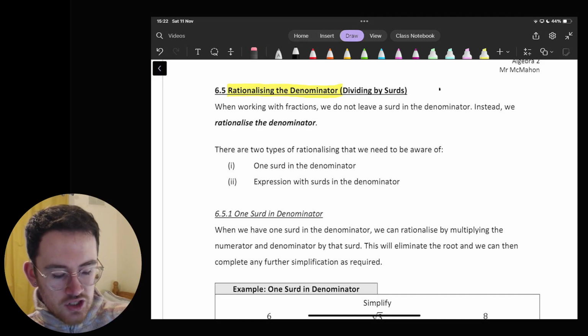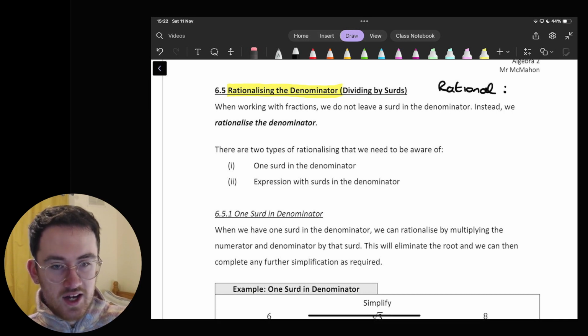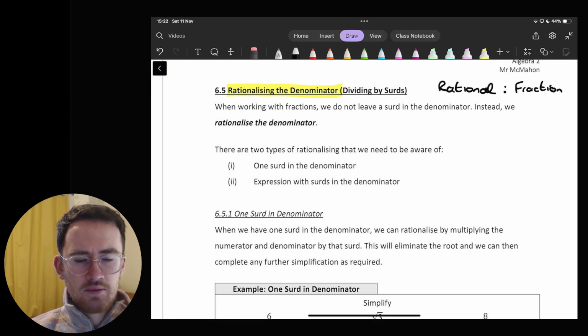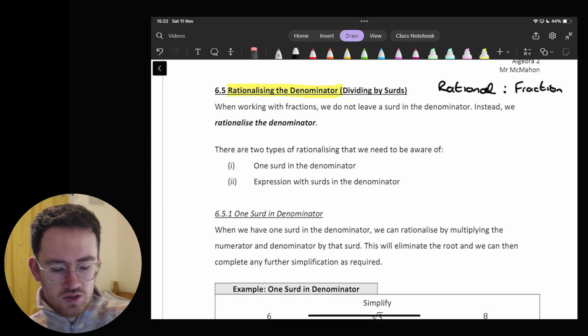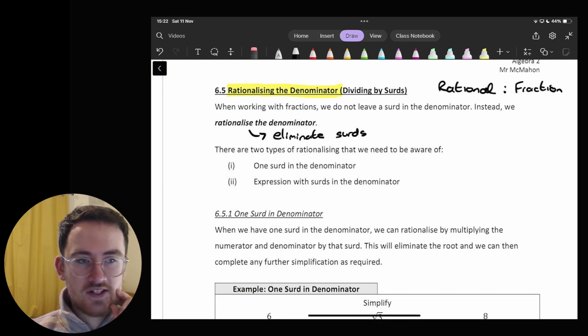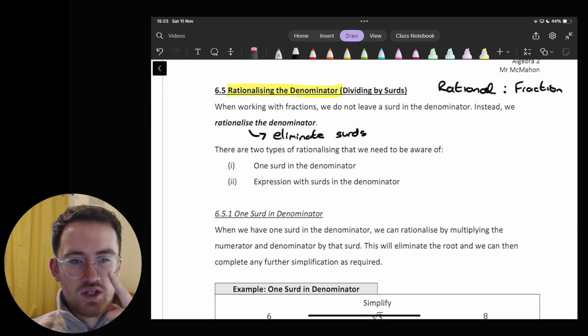And remember that rational in terms of our numbers just means it's written as a fraction. So rational just means it can be written as a fraction. So we want to make the bottom part have no surds. Really we're just eliminating surds. And the way that we do this depends a little bit on how many surds I have. So we either have one surd in the denominator, or we have an expression with surds in the denominator. And how we handle them depends on which we have.